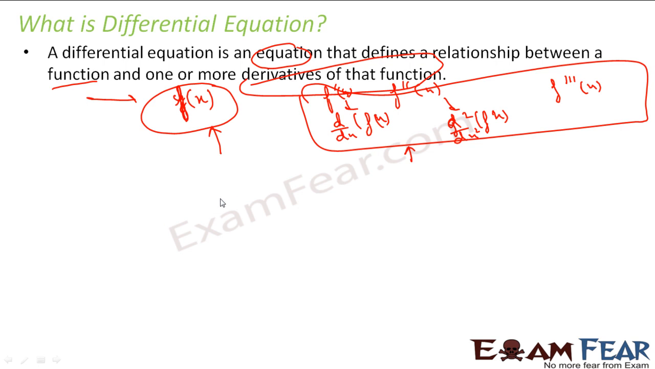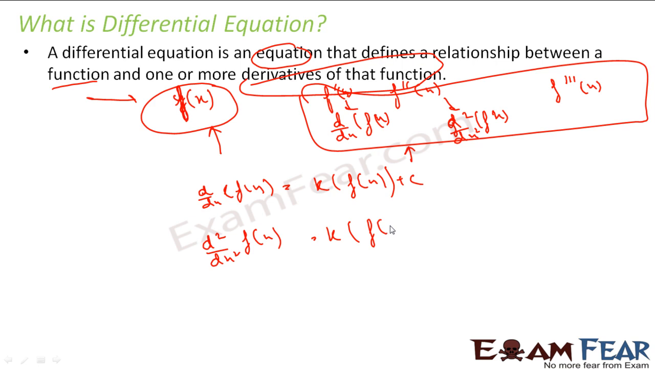For example, if I say that d by dx of f(x) is equal to k into f(x) plus some constant, this is one differential equation. Why? Because this is the relationship between the derivative of f(x) and the function, and some constant. It may be 0 also. Or suppose you have the second derivative of this guy, again with a relationship with the function itself plus some constant. This is also one example of differential equation.